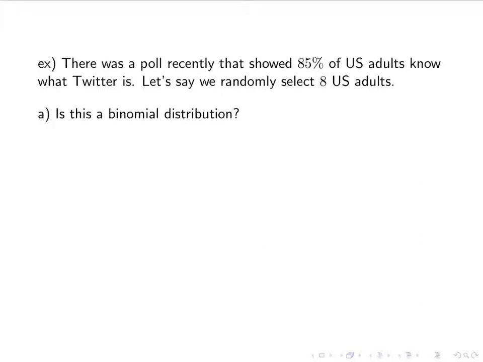There are 2 choices. You either know what Twitter is or you don't. The probability of knowing it is the 85%. So the probability of a success is 0.85. And since we're randomly selecting them, they are independent. Just because Jane knows what Twitter is doesn't mean Bobby knows what Twitter is, because we're selecting them randomly. So we say yes, and again we're going to use this notation that X is binomially distributed with 8, 0.85. So 8 is our sample size, the number of trials, 8 people we're choosing, and the probability of a success is again 0.85.